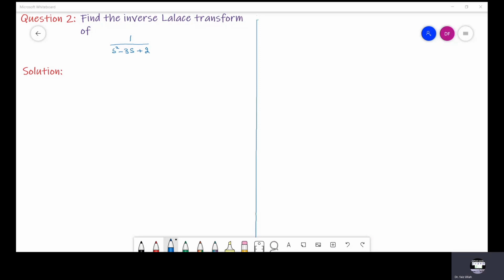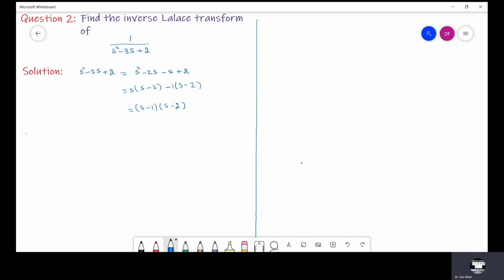Sometimes we need partial fractions to find the inverse Laplace transform of some function. Let us see it in question number 2. To solve this question, first of all, let us factorize s squared minus 3s plus 2, which is equal to s squared minus 2s minus s plus 2. And this can be written as s into s minus 2 minus 1 into s minus 2, which is equal to s minus 1 into s minus 2.